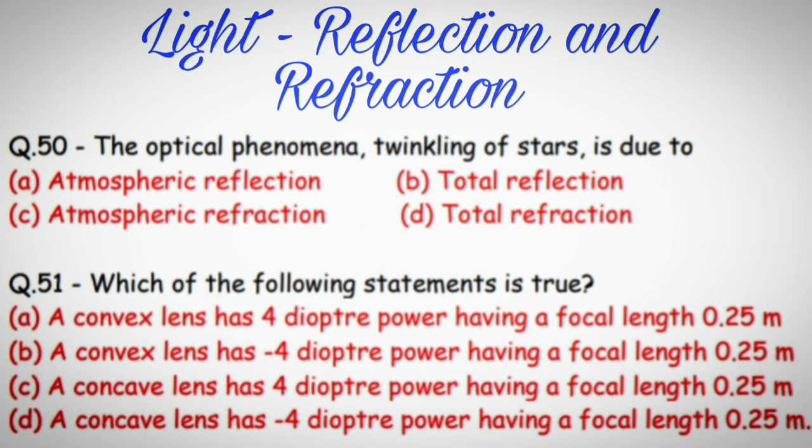Next question comes here. Which of the following statements is true? Option A convex lens has 4 diopter power having focal length 0.25 meter. Option B convex lens has -4 diopter power having a focal length 0.25 meter. Option C concave lens has 4 diopter power having a focal length 0.25 meter. Option D a concave lens has -4 diopter power having a focal length 0.25 meter. And the correct answer is a convex lens has 4 diopter power and focal length of 0.25 meter.